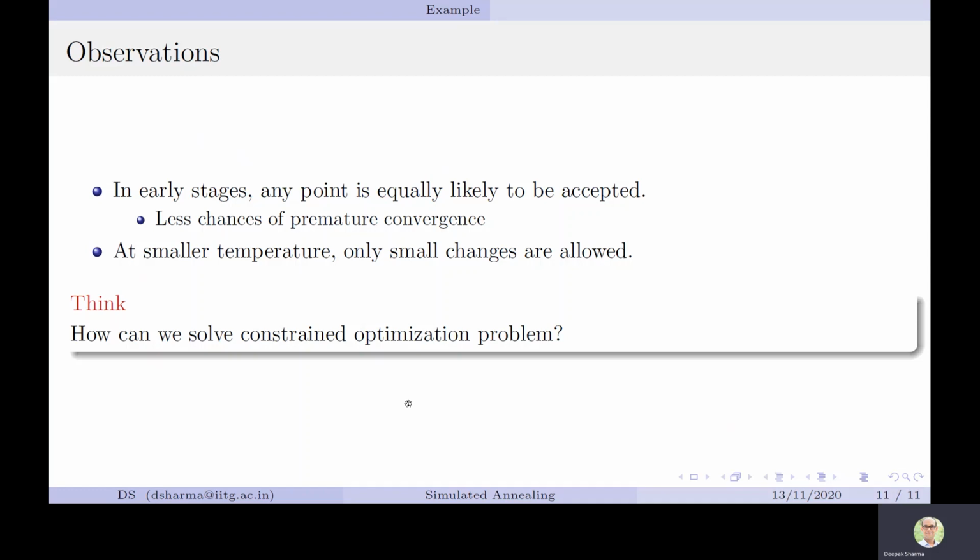So this is a short algorithm. So we are finishing this particular chapter on simulated annealing.